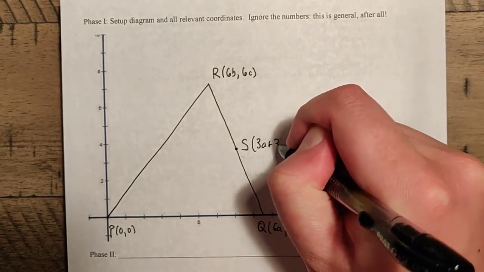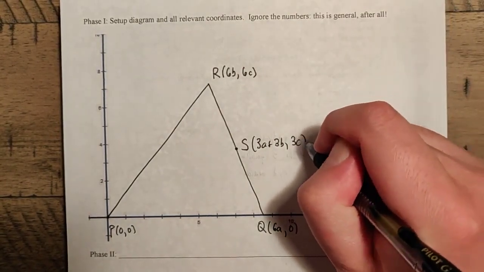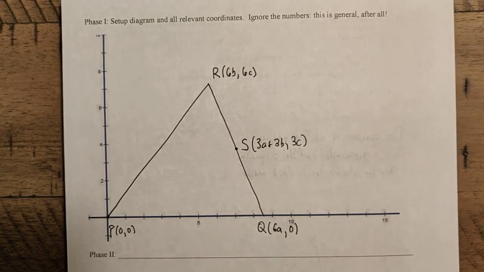The nice part of that is 3A plus 3B. And then 6C plus 0 divided by 2 here, which is 3C. So we have that. So we can see we have a nice thing here. We have some nice integers.